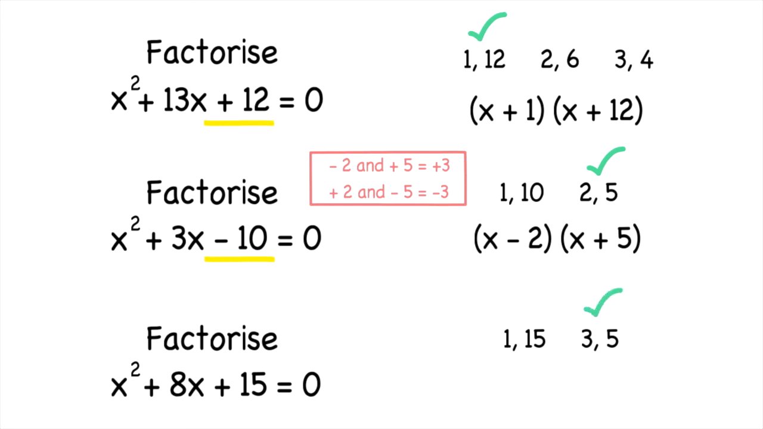I need these numbers to multiply to get a positive 15, so either both of these numbers are going to be positive or both of them are going to be negative. I also need them to add together to make a positive 8, and that only works if both these numbers are positive. So I'm going to need a positive 3 and a positive 5.